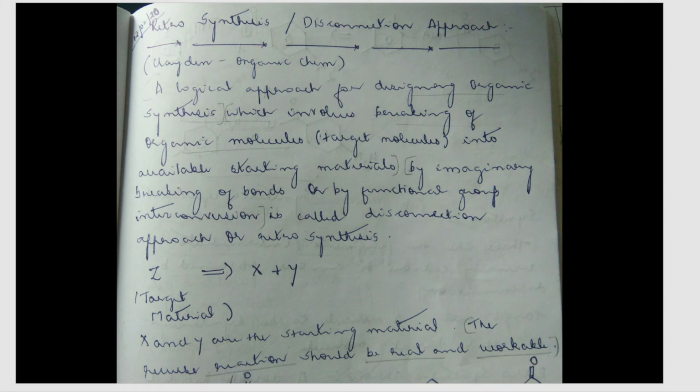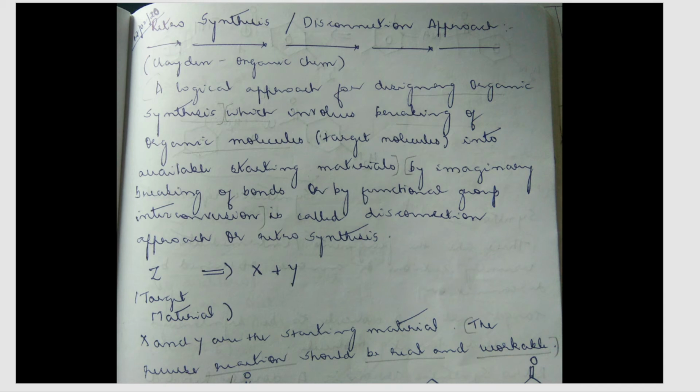So first of all, what is retrosynthesis or disconnection approach? It is a logical approach for designing organic synthesis. It involves the breaking of organic molecule or target molecule into available starting materials. That is, which is their target molecule? Suppose there is a molecule given to you, that itself is the product. So that is your target molecule, that we call it as a target molecule here.